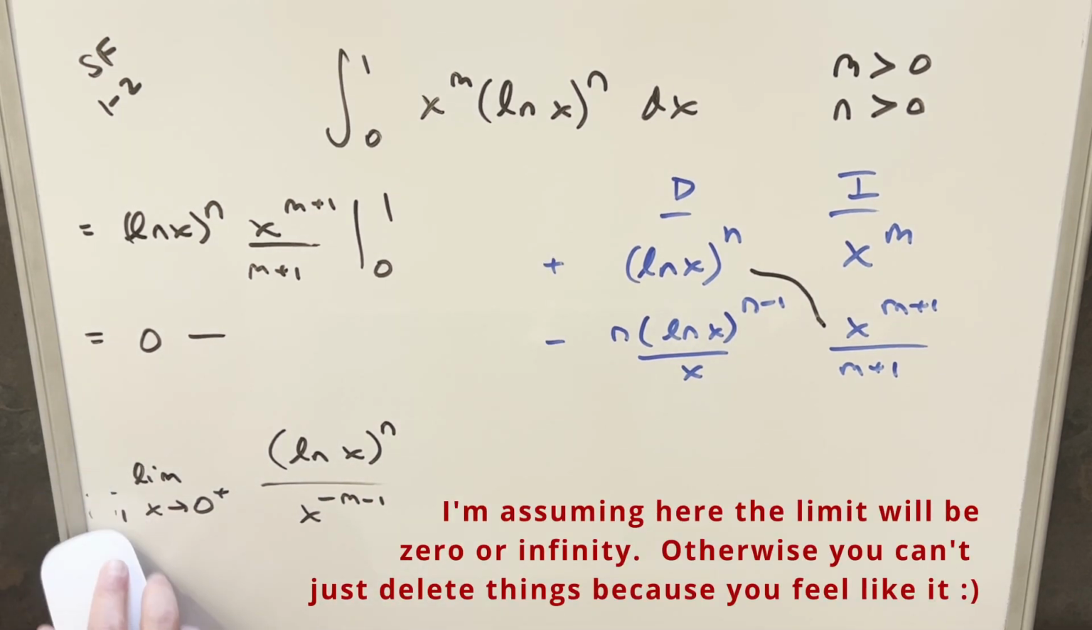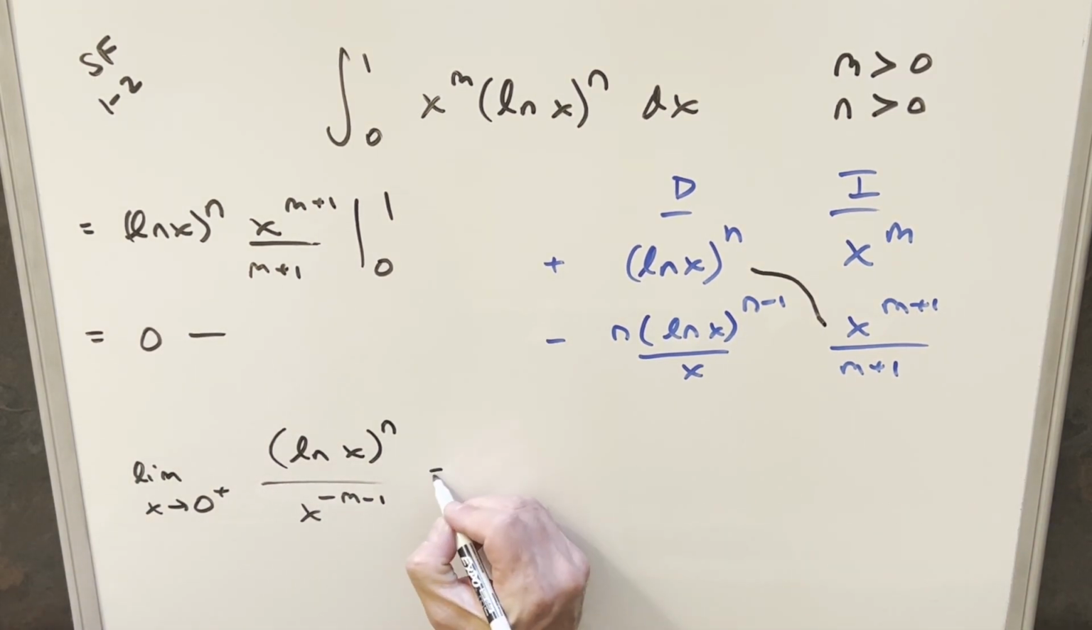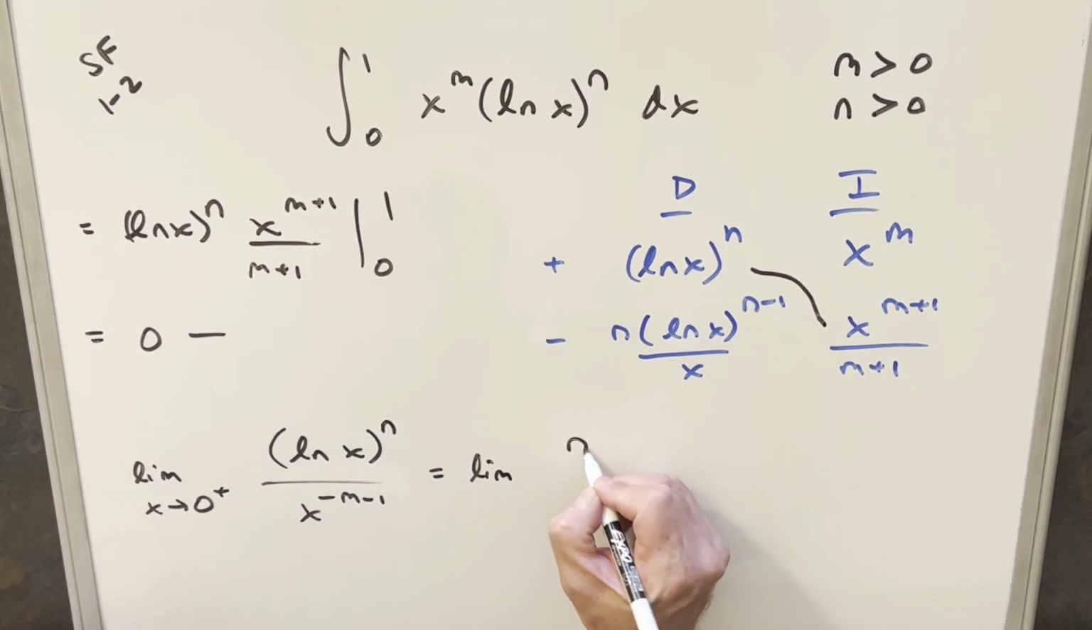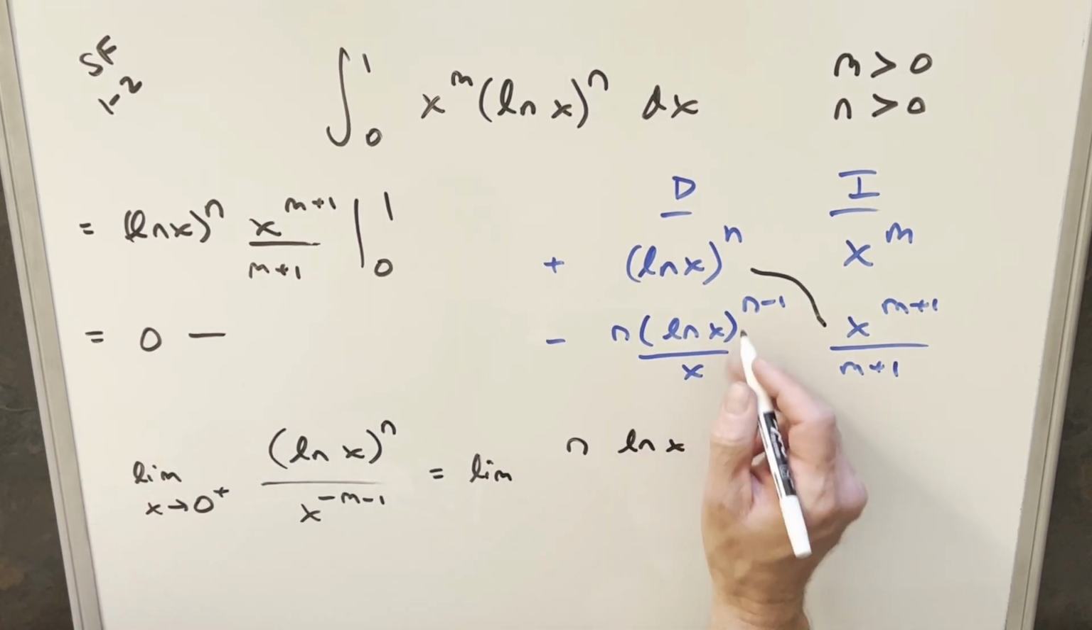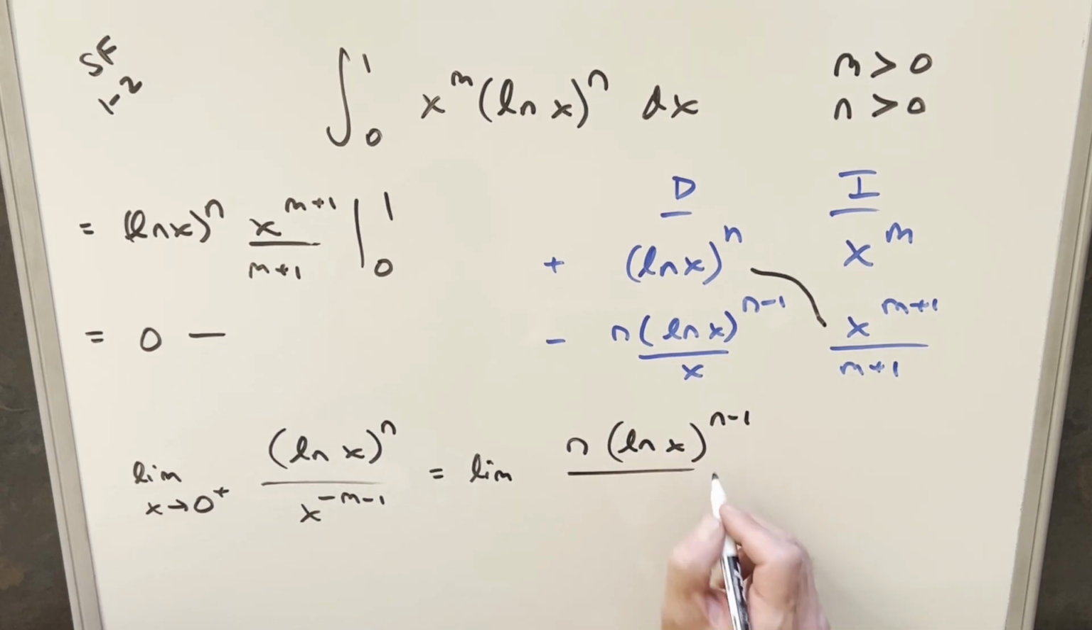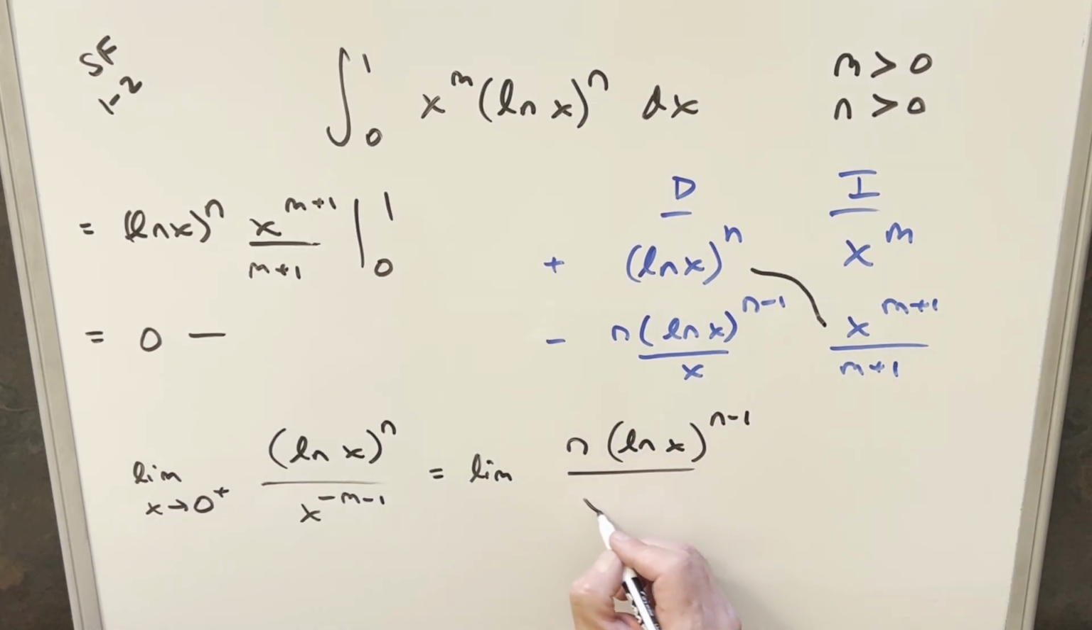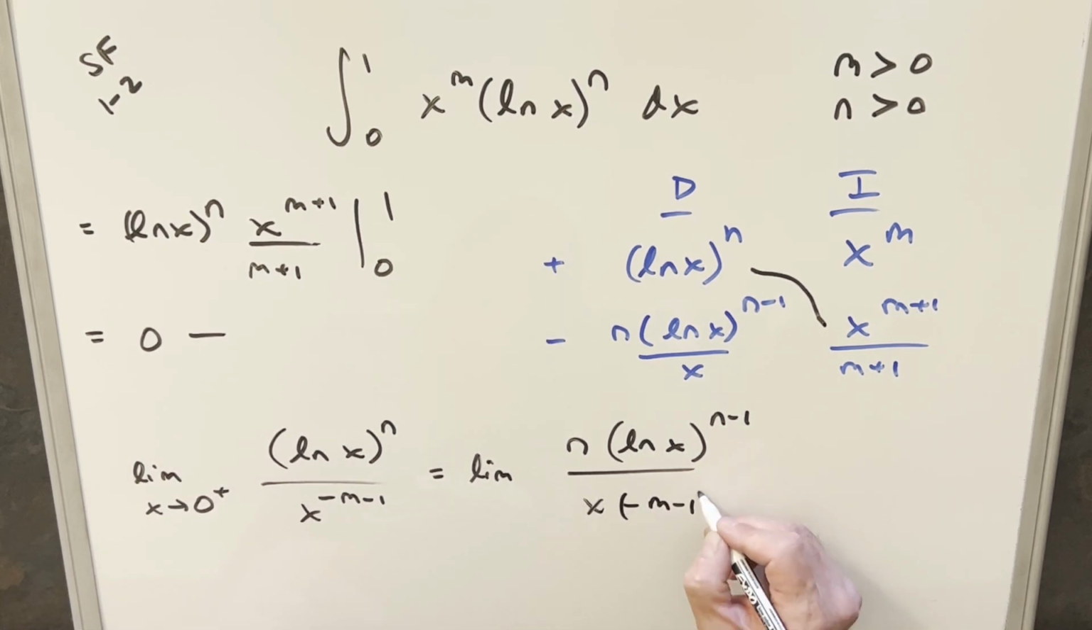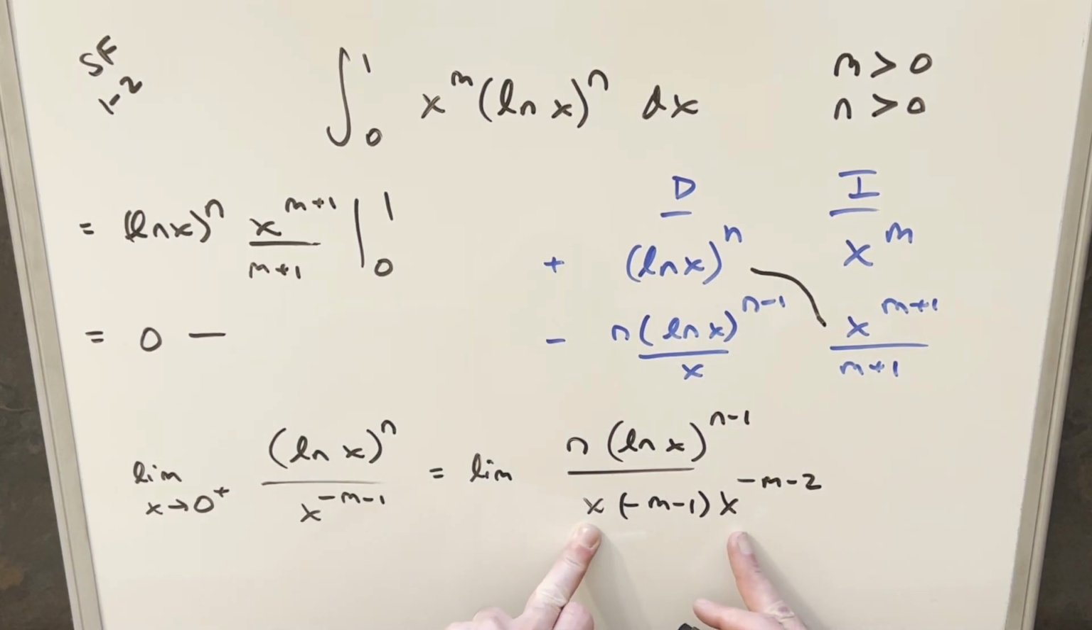I'm just going to remove this constant because it's not going to affect our limit at all. We'll just deal with this piece right here. When we take the derivative in the numerator, that's going to be n (ln x)^(n-1). We basically just did it right there. Then with the chain rule, the 1 over x, let's bring that into the denominator. And the derivative of the denominator is going to be (-m-1) x^(-m-2). But then we have the same base here, x times x^(-m-2). If I multiply these together, I can just change this one to x^(-m-1) again.